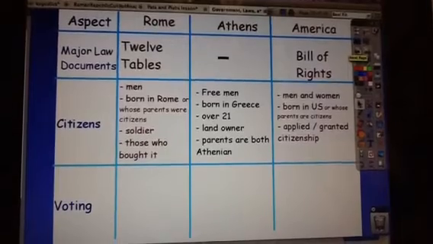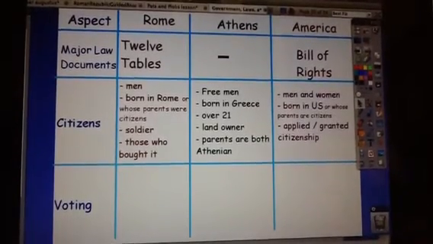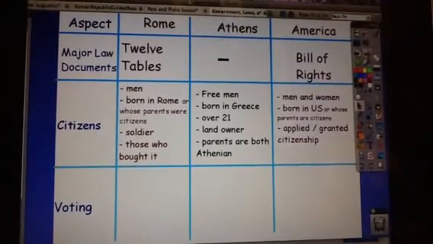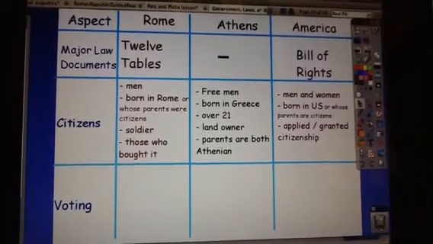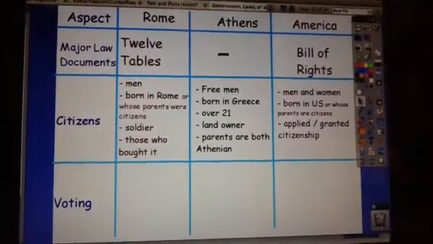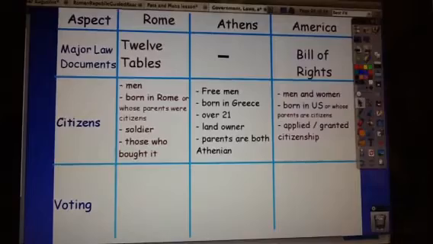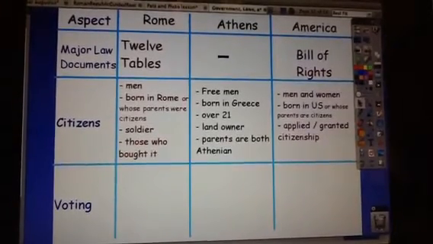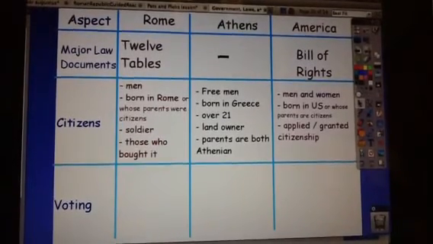In Rome, the citizens were men born in Rome or whose parents were citizens. You could be a soldier or those who bought their citizenship. In Athens, it was free men born in Greece, over 21, and you had to own land, and your parents were both Athenian. In America, men and women can be citizens, have to be born in the U.S. or whose parents are citizens. You can also apply or be granted citizenship. You have to pass a citizenship test once you apply in order to be granted citizenship in America.